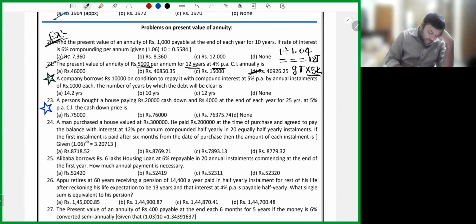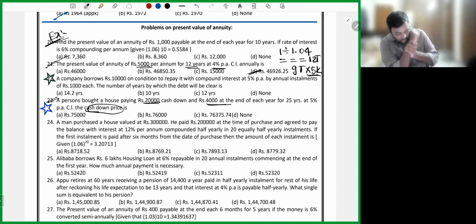Question number 23. A person bought a house paying 20,000 cash down and 4,000 at the end of each year for 25 years at 5% per annum compound interest. Cash down price. So what do you mean by cash down price? Cash down price simply refers to an installment system of purchasing. If you are purchasing on installments, what will be the purchase price of that?